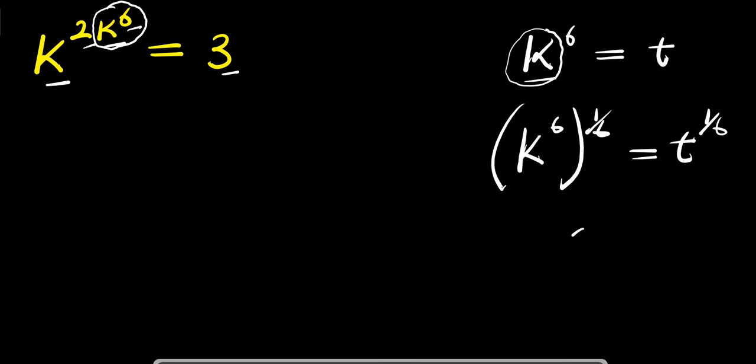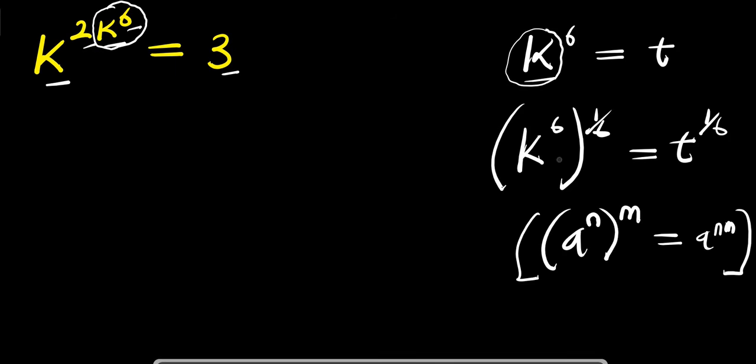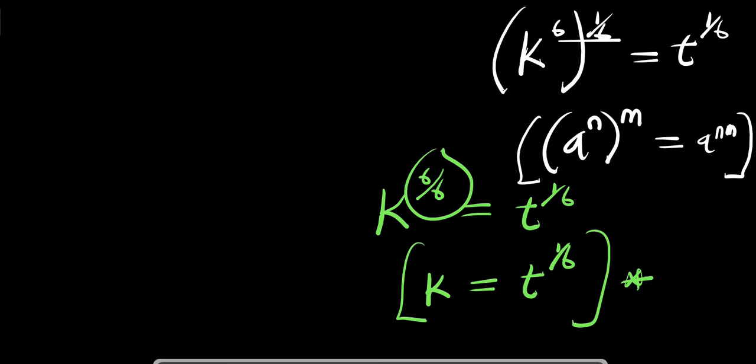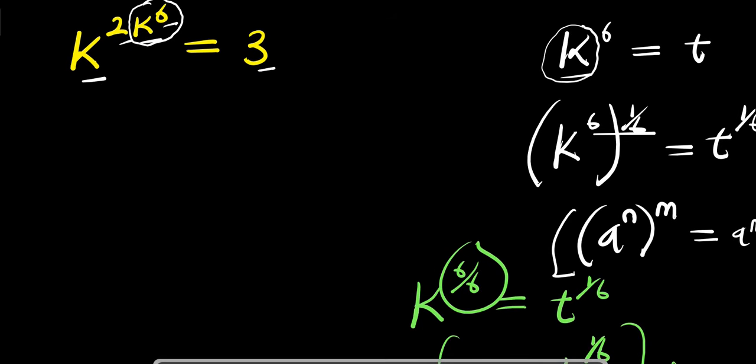Now let's consider this. If you have a power n raised to the power of m equals a power n times m. I multiply this exponent out. I'm simply going to have k power 6 times 1 over 6 equals t power 1 over 6. So from here, this 6 over 6 is 1, so I have k equals t power 1 over 6. We take note of this. K equals t power 1 over 6.